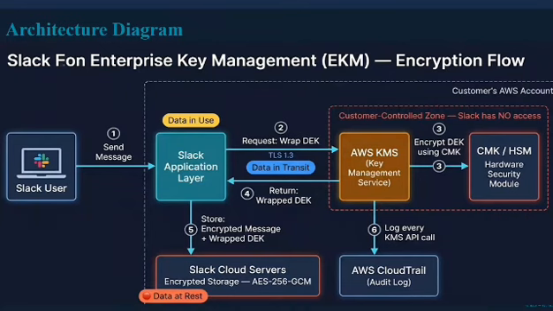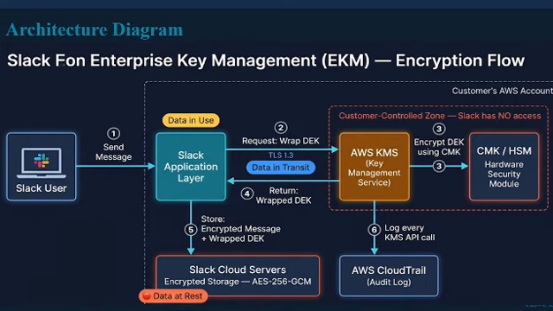Now let us look at the architecture diagram. The process starts when a user sends a message, uploads a file, or shares information inside Slack. Before the data is stored on Slack servers, it is encrypted using a data encryption key, also called a DEK. Slack uses the AES-256-GCM encryption algorithm for this purpose because it provides both confidentiality and integrity protection.